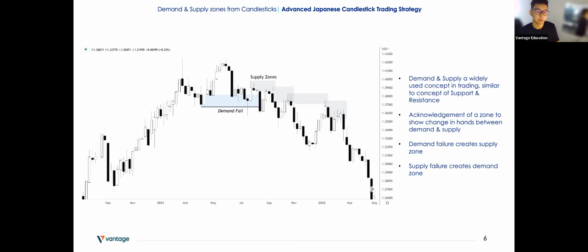Okay, so let's begin with determining our demand and supply zone. In most cases, I think we are kind of aware of support and resistance. Demand and supply zones are basically the same thing, but in different terms.